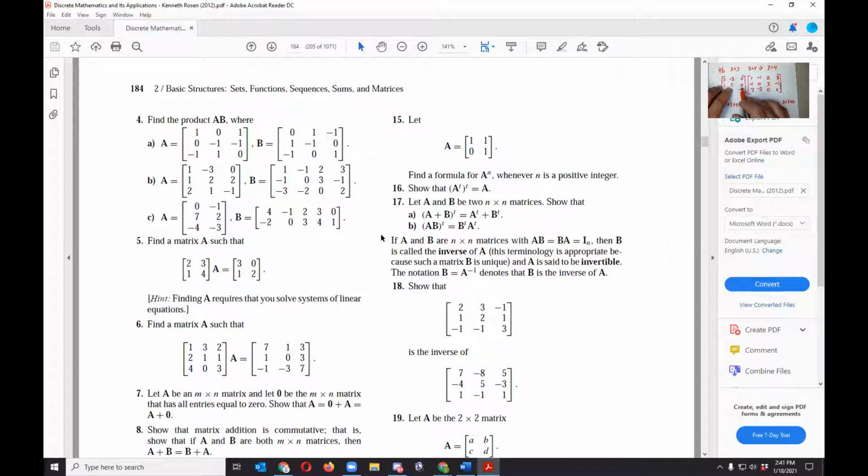It's going to be 1, 2, 2 times 1, -1, -3. So 1 times 1 is 1, plus 2 times negative 1 is going to be negative 2, plus 2 times negative 3 is negative 6. Yay! Okay.